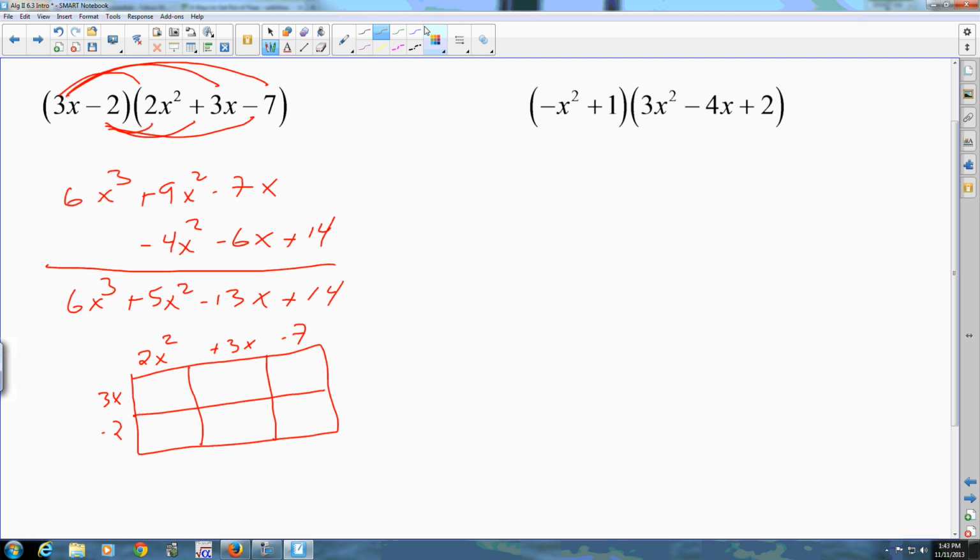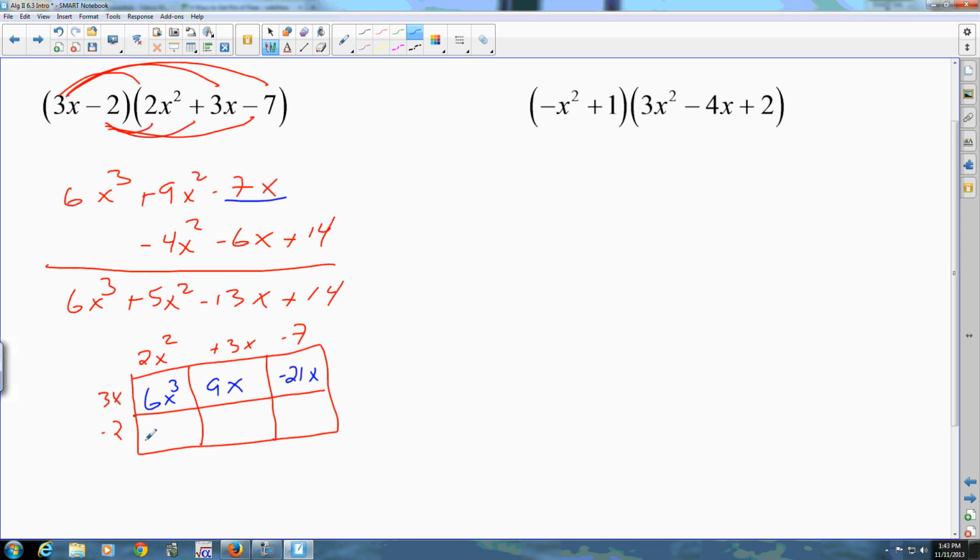And now what I'm going to do is go ahead and multiply each section of the box together. So 3x times 2x squared would be 6x cubed. 3x times 3x is 9x squared. 3x times minus 7 is minus 21x. And notice there it is right there. Oops. Did I screw this one up? It looks like I most certainly did. Okay.